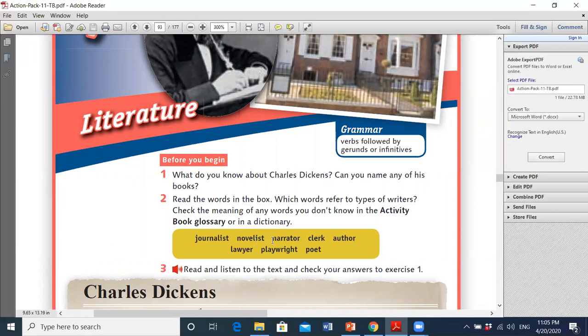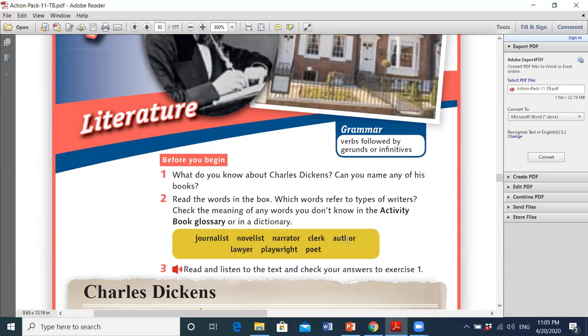Narrator. The narrator is not a writer. The narrator might be a character in the story, and the narrator is usually the person who tells the story. He or she is part of the characters of the story. Clerk. What is the meaning of clerk? A clerk is a person who works at an office doing daily tasks, answering the phone, doing the books, the accounts. Maybe he is sent on errands to go get stuff or send letters, bring papers. A clerk, that's a clerk.